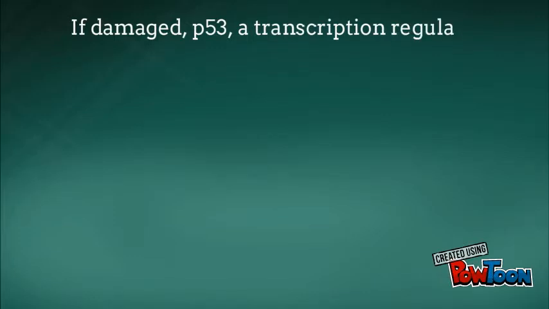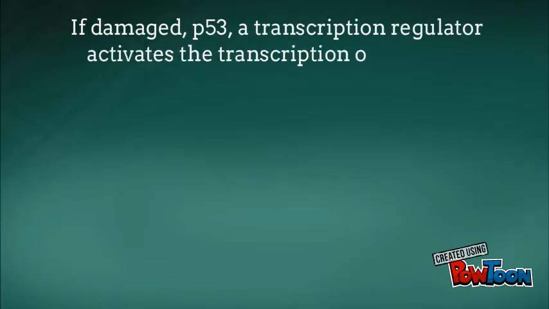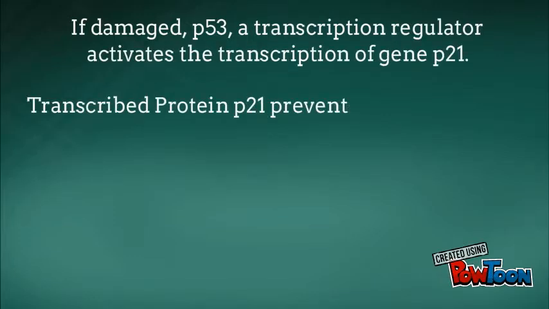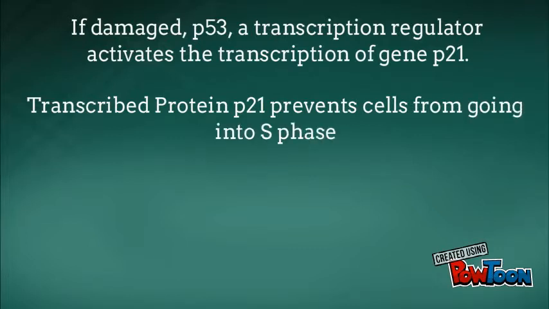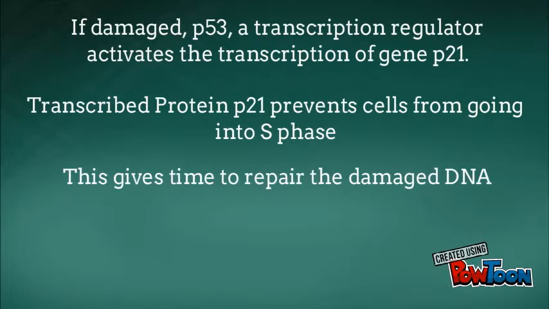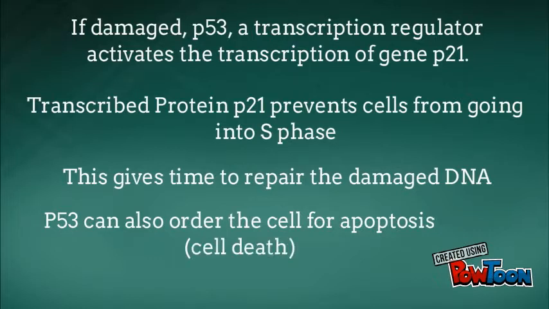If damaged, P53, a transcription regulator, activates the transcription of gene P21. Transcribed protein P21 prevents cells from going into S phase. This gives time to repair the damaged DNA. P53 can also order the cell for apoptosis, cell death.